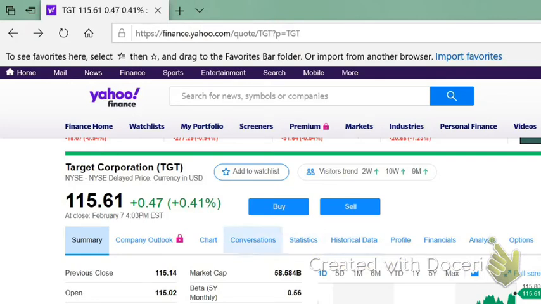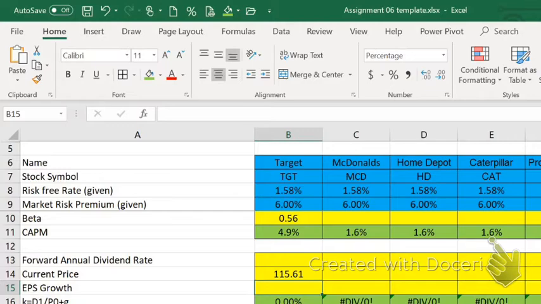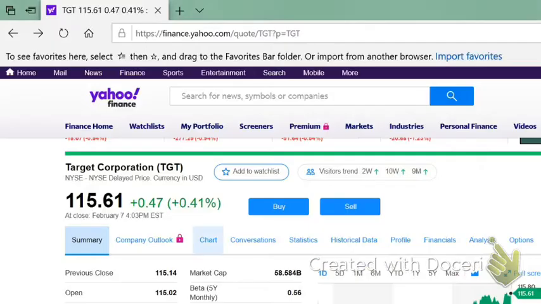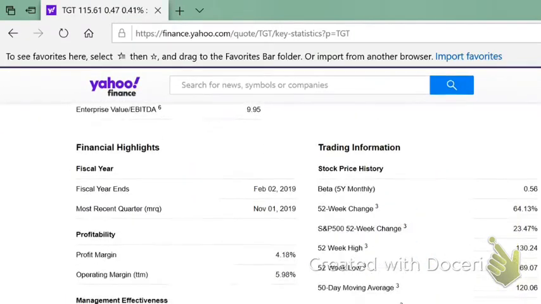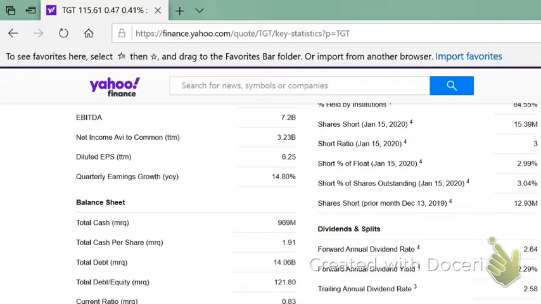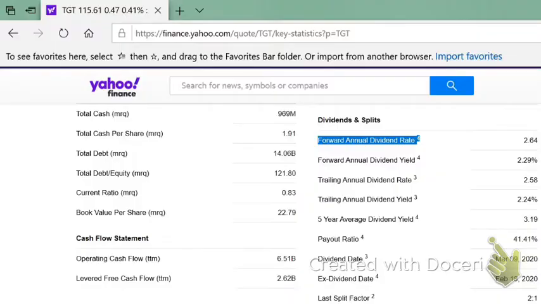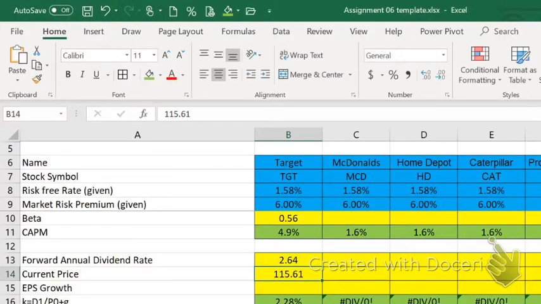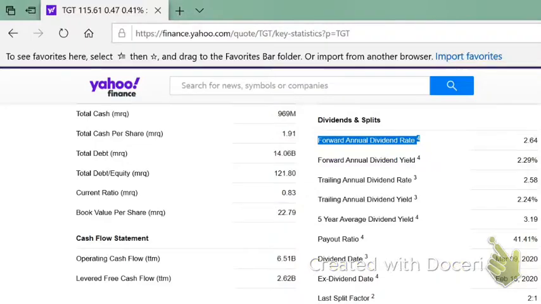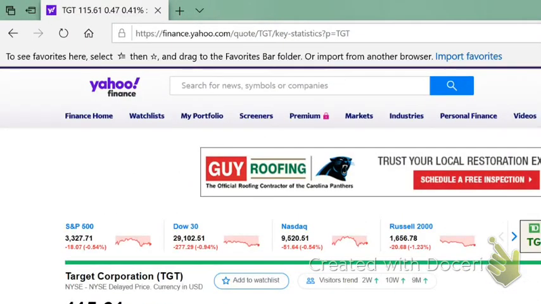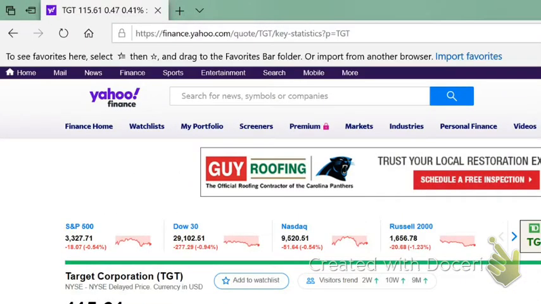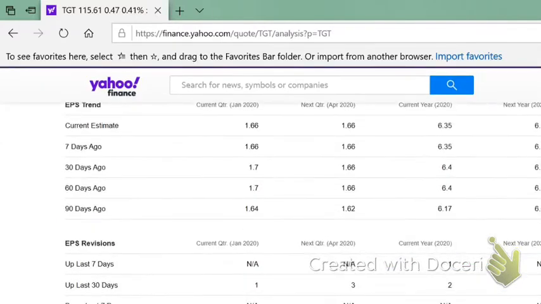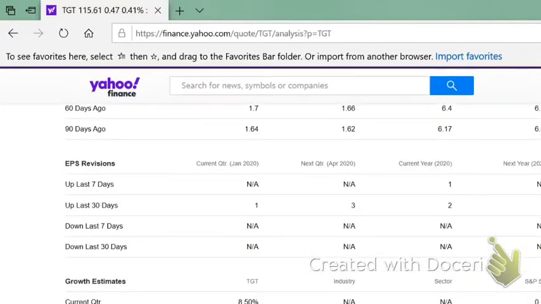If I want to get the forward annual dividend rate, go to the statistics page, and the forward annual dividend rate is $2.64. I want the earnings per share growth. That is in the analysis block. Go down here towards the bottom. Next 5 years per annum, 10.15%.